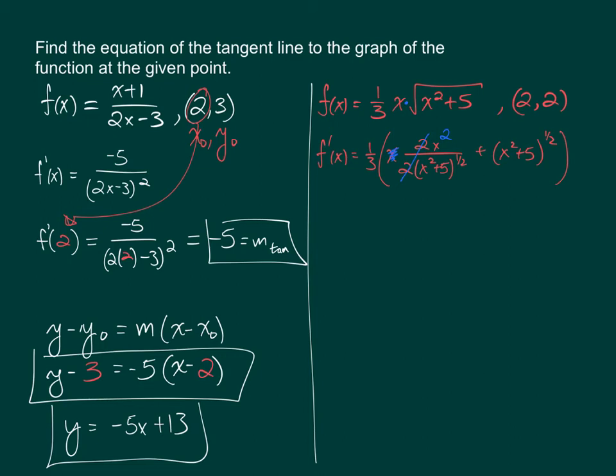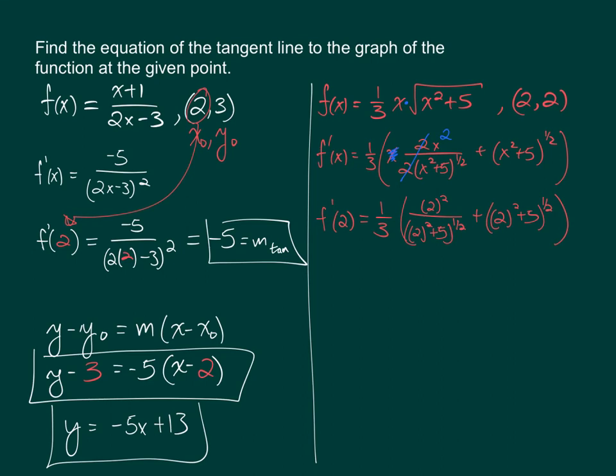So the next thing you need to do is go through and find f prime of 2. So that will look like this. You want to have 1/3, and in the top will be 2 squared over (2 squared plus 5) to the 1/2 power, plus (2 squared plus 5) to the 1/2 power.